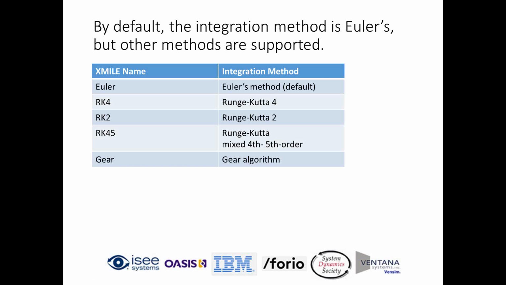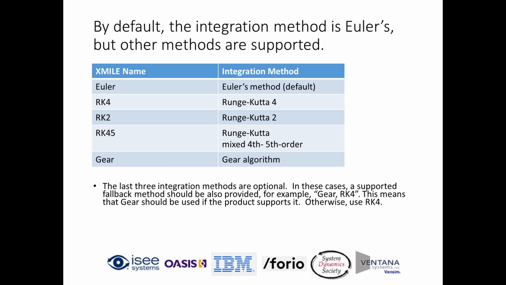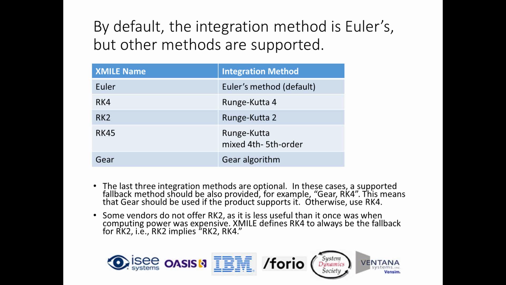Integration method is Euler's by default. We support a set of typical methods, RK4, RK2, and others. The last 3 are optional: RK2, RK45, Gear. And the software program, if it doesn't support one of these, should recommend a fallback. For example, RK2 is not always offered since it's not needed these days with more powerful computers, so RK4 is defined as the fallback for RK2.